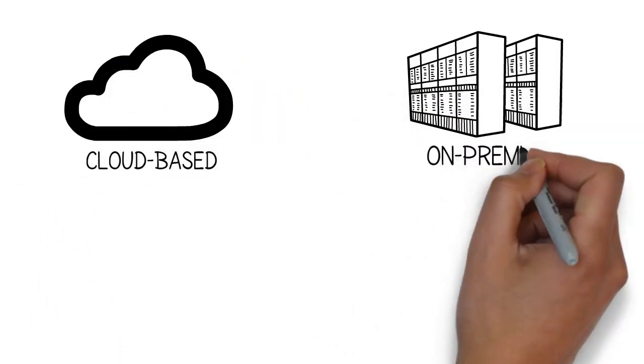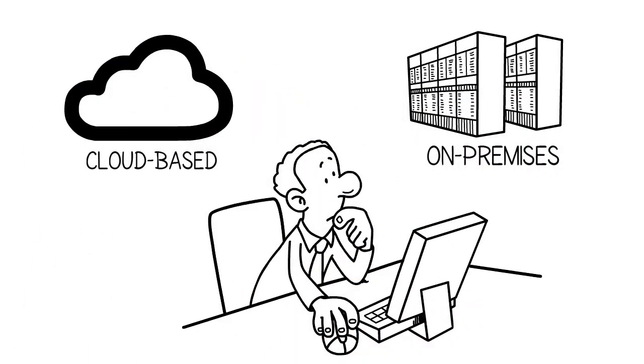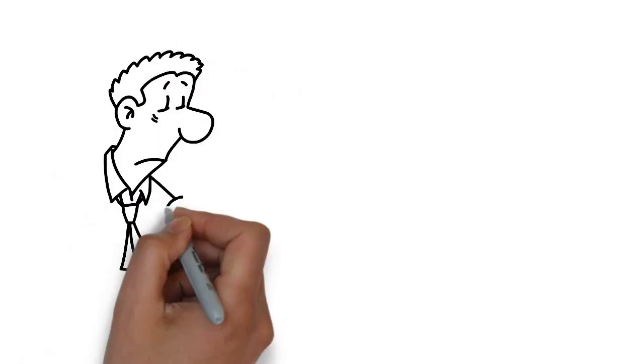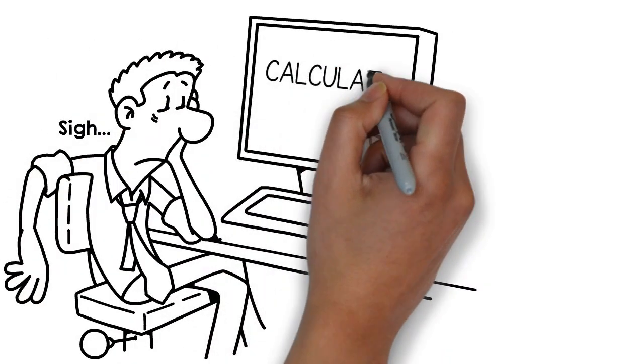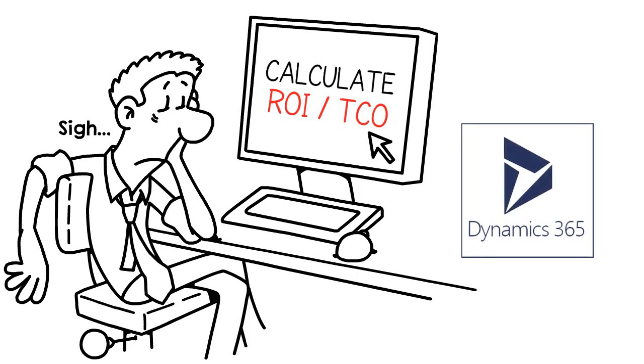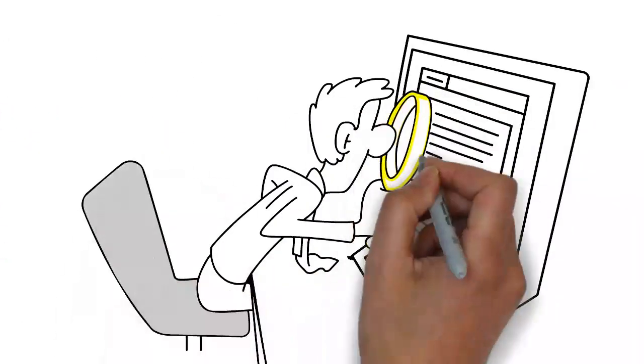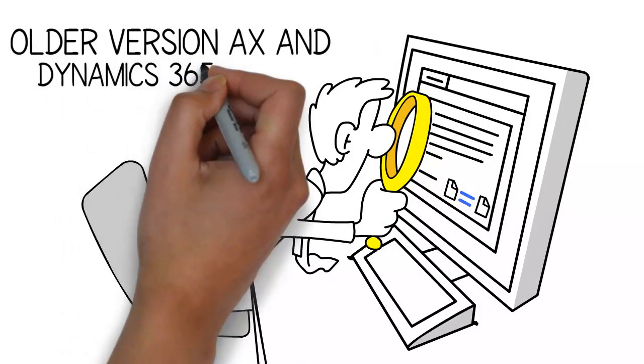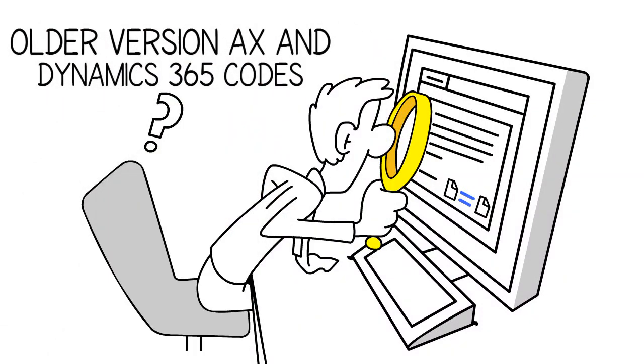Cloud-based or on-premises ERP? How do you know which is the best option for your business? How to calculate the value and cost, ROI over TCO, of Microsoft Dynamics 365 for your business? Did you identify the conflicts between older version AX and Dynamics 365 codes?